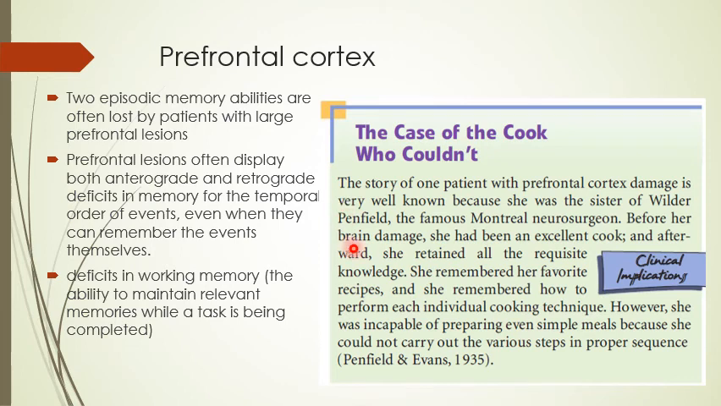The story of one patient with prefrontal cortex damage is very well known because she was the sister of Wilder Penfield, the famous Montreal neurosurgeon. Before her brain damage, she had been an excellent cook, and afterward, she retained all the requisite knowledge. She remembered her favorite recipes, and she also remembered how to perform each individual cooking technique. However, she was incapable of preparing even simple meals because she could not carry out the various steps in proper sequence. So that's an example of a patient with lesions or damage in the prefrontal cortex.